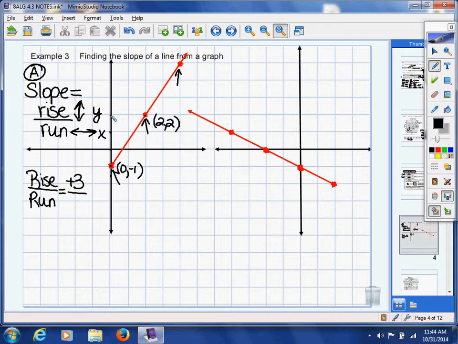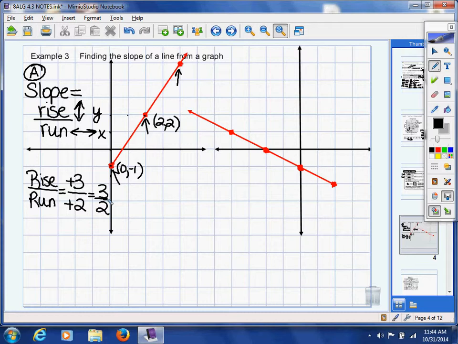So I'm going to start here where I finished up with my rise, and I'm going to run 1, 2. So I went to the right 2. So my slope is 3 over 2. Now when you do slope, you generally don't need to turn it into decimal form. So don't think you've got to change it to 1.5. You don't have to do that, okay?